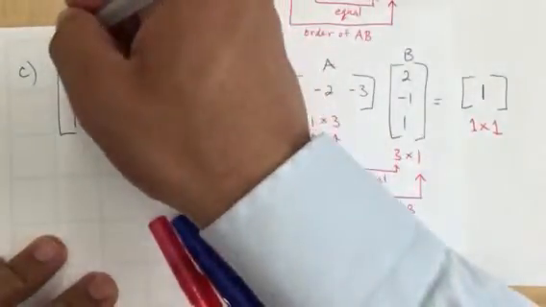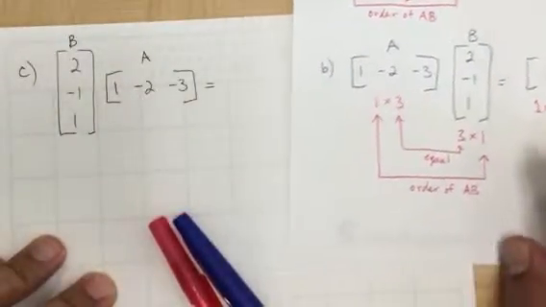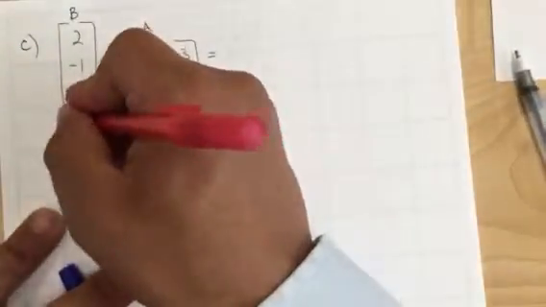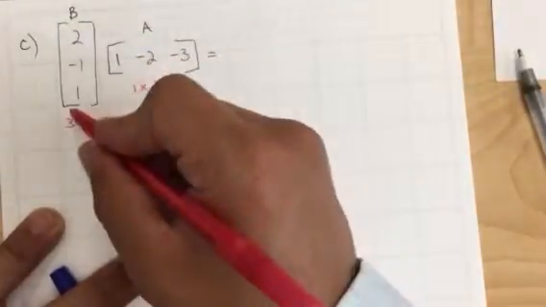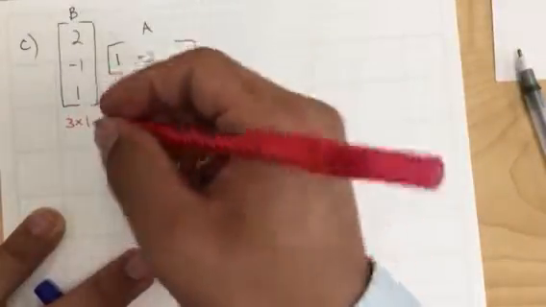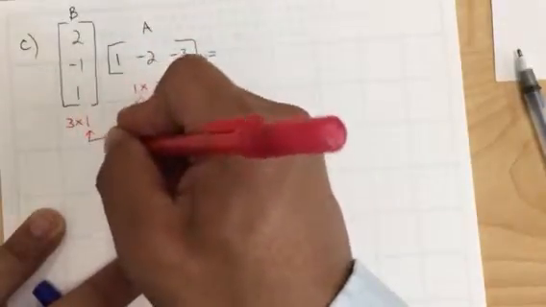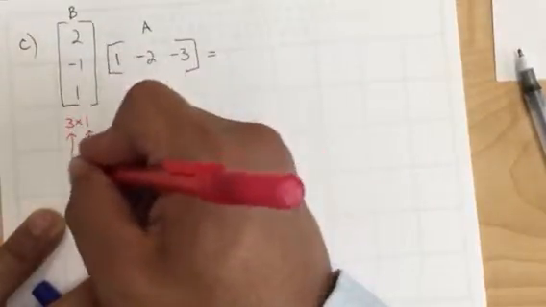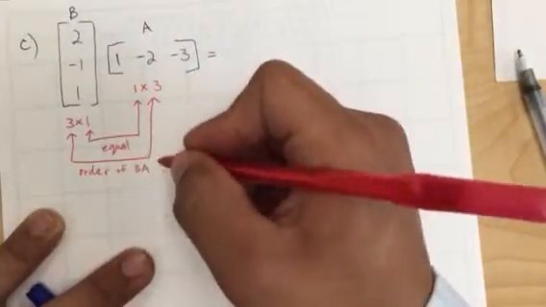So now let's say we do call this one B and this one A, just so we can see how now we're multiplying them in different order. So our new matrix, this one we have a 3 by 1. This one we have a 1 by 3. Remember, row by column. So 3 rows by 1 column, 1 row by 3 columns. So if we notice, these are equal. So we can multiply. These are telling us that the order of BA is going to be a 3 by 3.